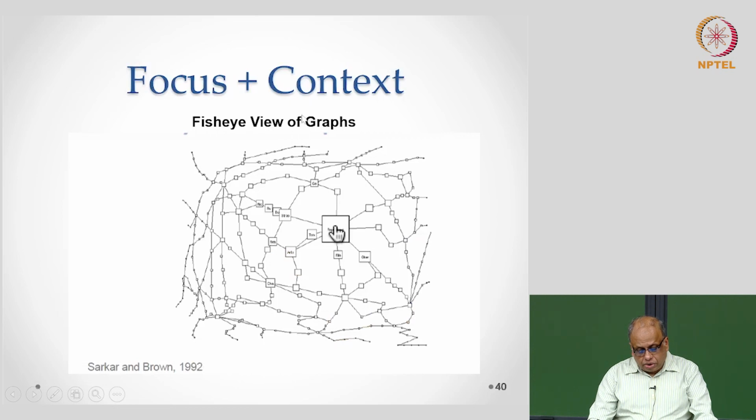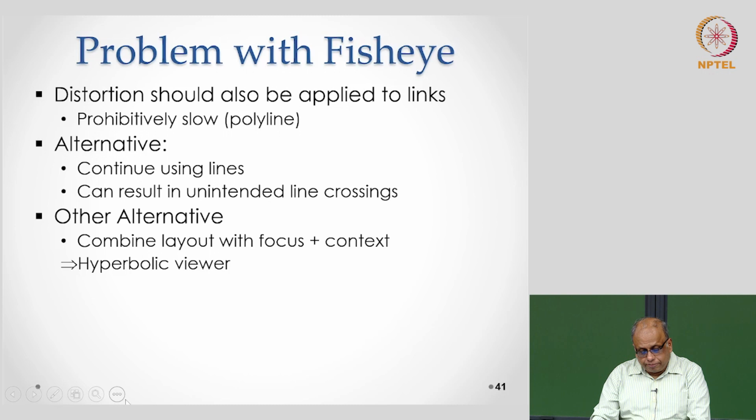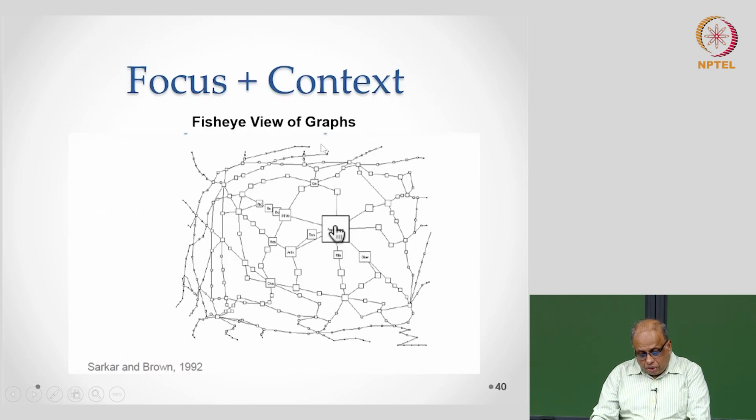You can use similar techniques for graphs. You are focusing on this part and showing that, but things that are very far away, you are not totally removing. You are still showing them in some way. That is called fisheye views for graphs. The problem with the fisheye view is that distortion should also be applied. So if you are going further away, you will still use distortion but show those nodes as well.